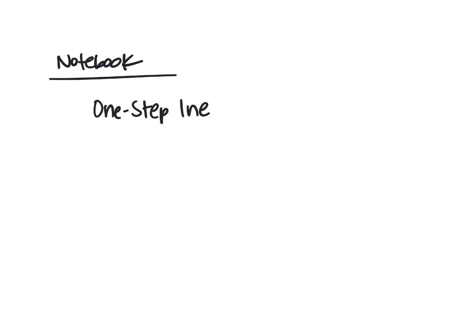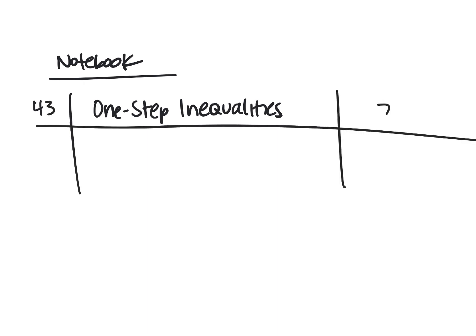All right, first thing, in your table of contents, can you go ahead and put a title? So pretend this is your notebook. In your table of contents, put a title, one-step inequalities, and then put whatever page number you're on. Okay, so if you're on page 43, whatever page number you're on, and then it's lesson 7-3. So if you guys can do that to start with, and then when you're ready, push play.